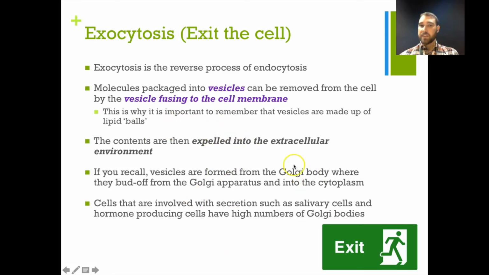The Golgi apparatus is responsible for a lot of this. When we talked about the structure of Golgi bodies, we saw how vesicles are formed. Those vesicles make their way to the cell membrane and then disgorge their products. Cells that make large amounts of substance for export, like salivary cells, for example, making proteins in saliva, and hormone cells, have large numbers of Golgi bodies, so they can do a lot of this disgorging of substances out to the extracellular environment.